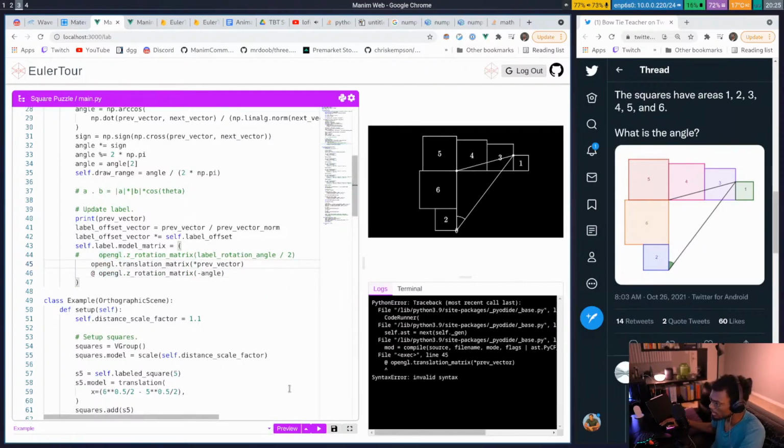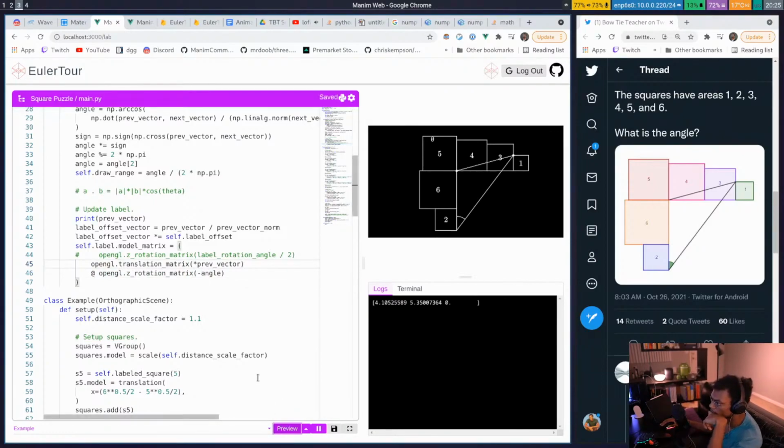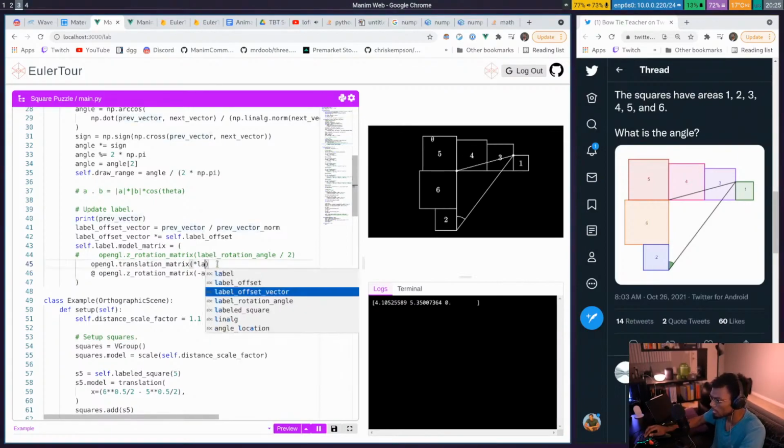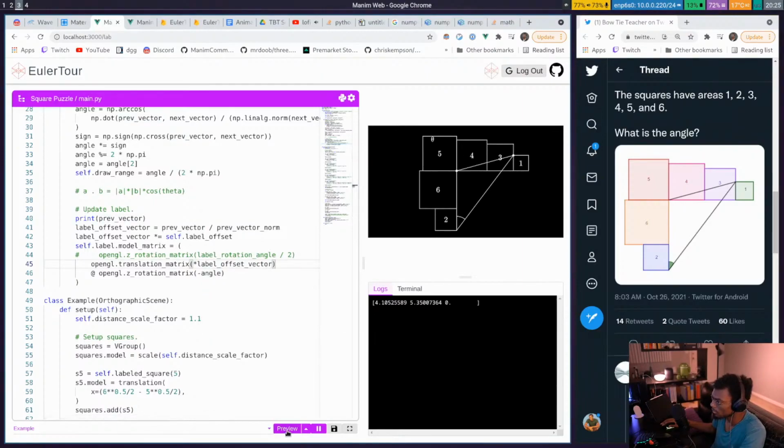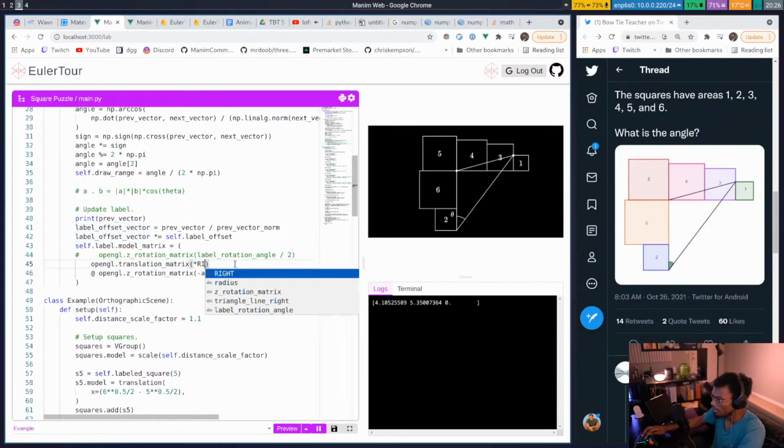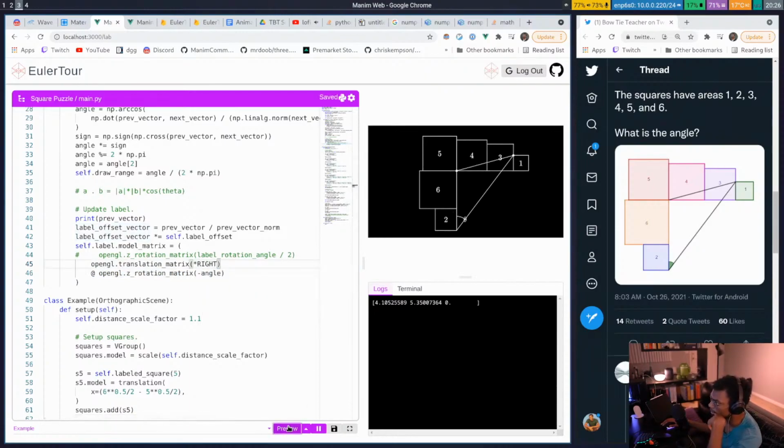I actually do the syntax right. Or label offset vector. So this indicates that after doing this, its coordinate space wasn't aligned with the x and y axes. It couldn't have been. Maybe this should just be right. And it should. Now it's aligned at this location.